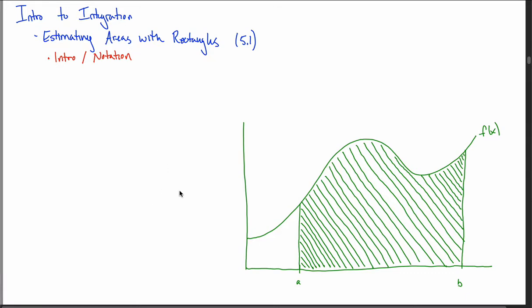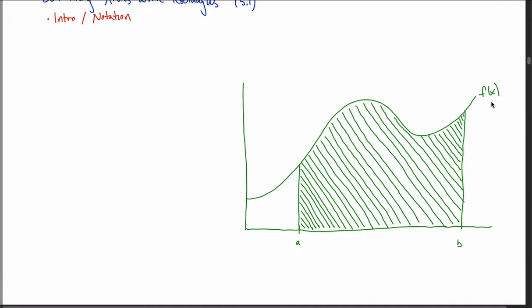And the idea with integration all boils down to one simple question. How much area is there underneath some given curve between two given points? That's what I'm trying to illustrate here. If you're given some curve, I'm just going to generically call it f of x here, and two different x values are specified. I'm going to refer to those as a and b. A is the beginning x value, b is the ending x value.